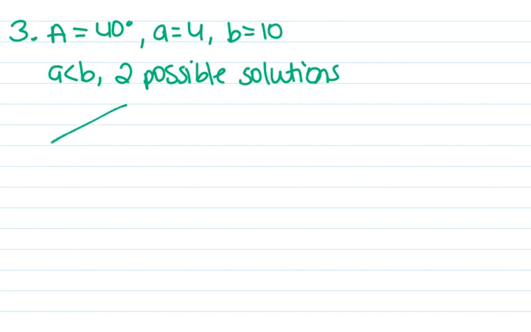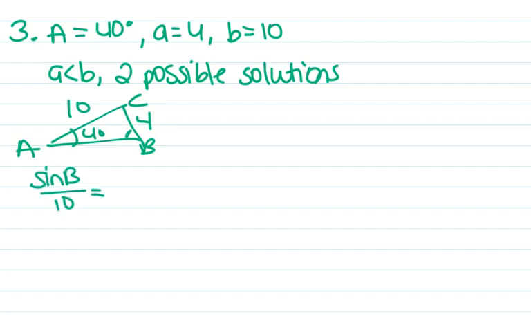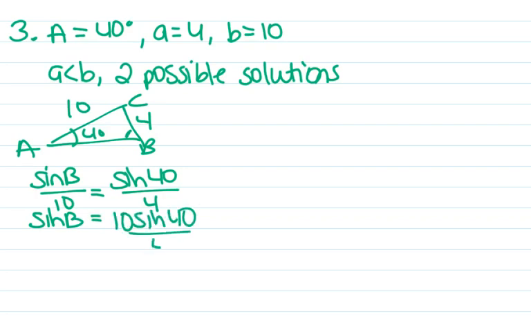So if it helps you just to draw a little sketch, A is 4 and B is 10. Now I'm going to try to calculate angle B. So sine B over B, which is 10, equals sine A, which is sine 40, over A, which is 4. Cross multiply and divide. 10 sine 40 divided by 4. And then sine inverse to calculate the angle.